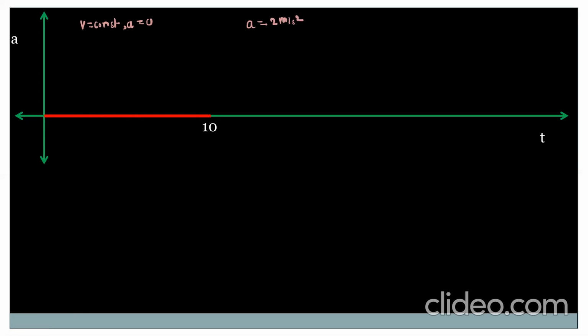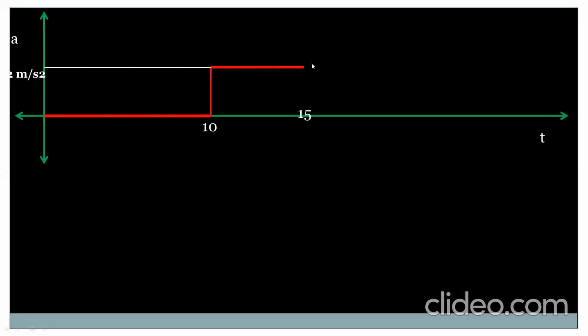So you can observe on the graph of acceleration and time, this is the sudden acceleration. And that value is 2 meter per second square. Okay. And it remains constant for the next 5 seconds. That means from 10 to 15 seconds, the acceleration value will remain constant. So you can observe, this is the constant acceleration till t is equal to 15 seconds.